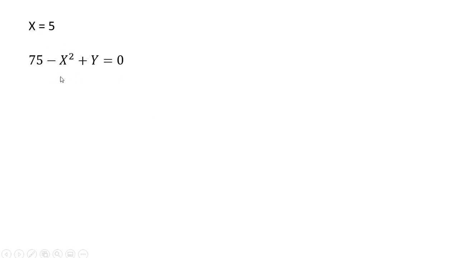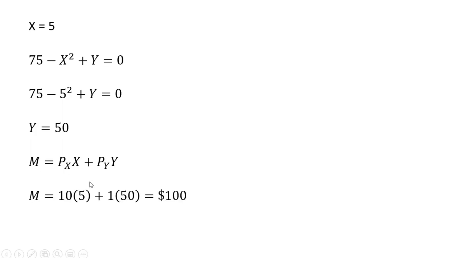If x equals 5, plugging that 5 back into our third partial derivative result and solving for y, y equals 50. So what is the level of expenditure at 5 units of X and 50 units of Y?